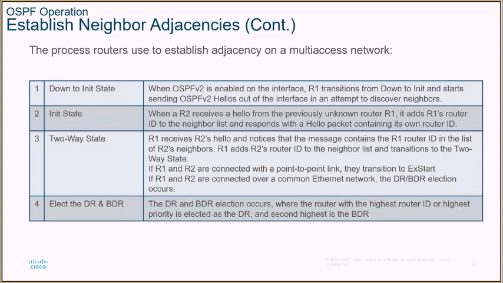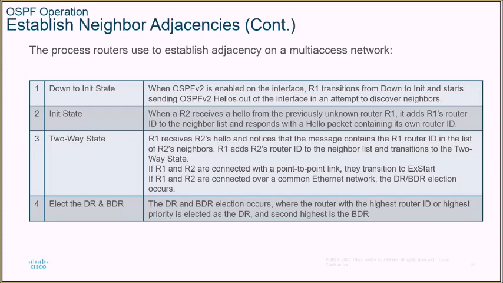And so the DR-BDR election occurs where the router with the highest router ID or the highest priority, that should actually be in the opposite order. Priority is checked first, and then the router ID is the tiebreaker. But anyway, the one with the highest priority or router ID is elected as the DR, and the second highest is the BDR, backup designated router. Now, the reason we do that is it just makes communication more efficient.